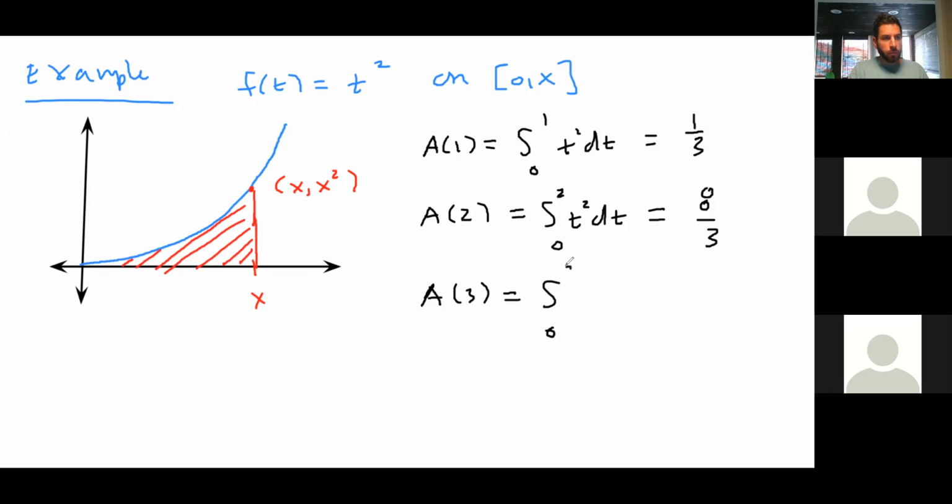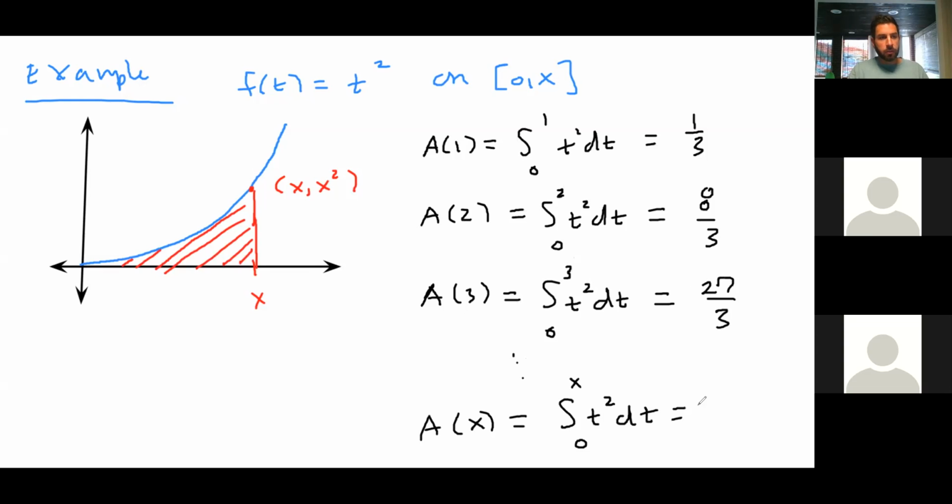And then we did this one on Friday, A sub 3. That's the integral from 0 to 3 of t squared dt. And we found that to be 27/3, which is 9. So in general, what is the area up to x? Well, we alluded to this last week. I encouraged you to convince yourself it's true by doing it. You could show that this is x cubed over 3.